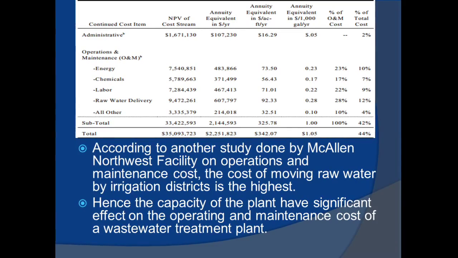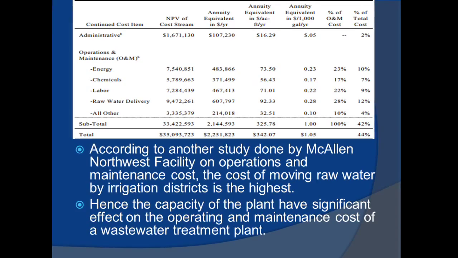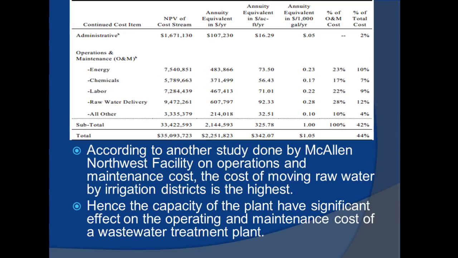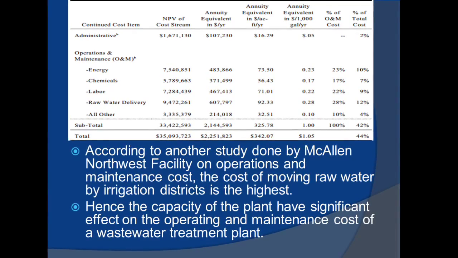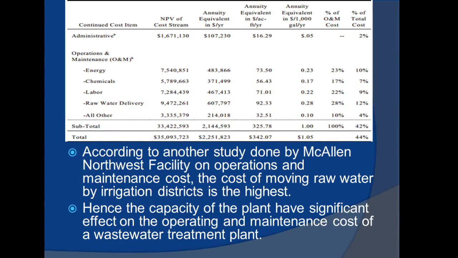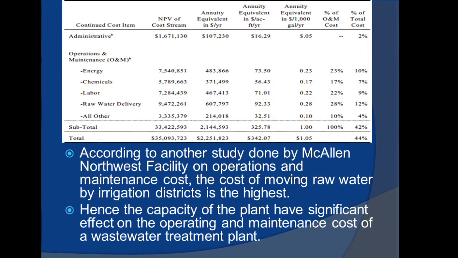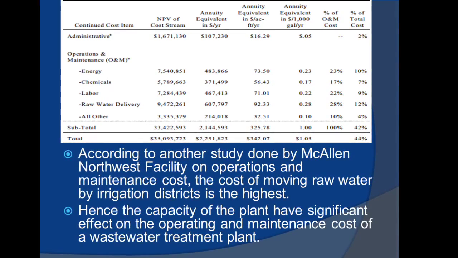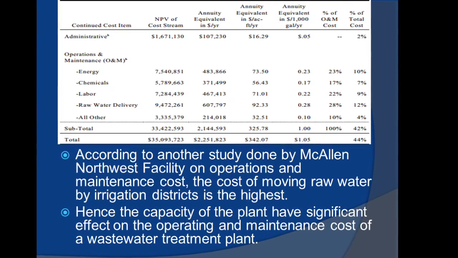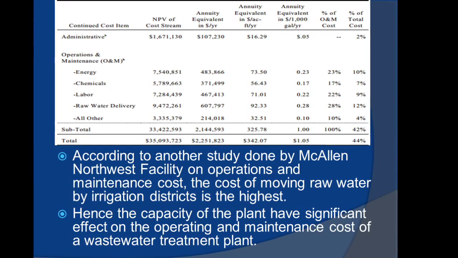Another study done on the McAllen Northwest facility is the separation of the operations and maintenance cost. For the McAllen Northwest facility, the largest contribution to the operation and maintenance cost item is the cost of moving raw water from one place to the facility by irrigation districts. Throughout the operation of the facility, McAllen utilities will spend roughly around 9.547 million for the expense of delivering the water, which accounts for 12% of total costs for the facility.